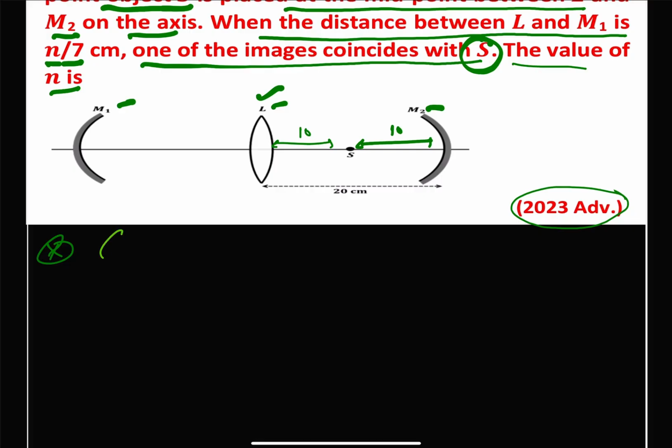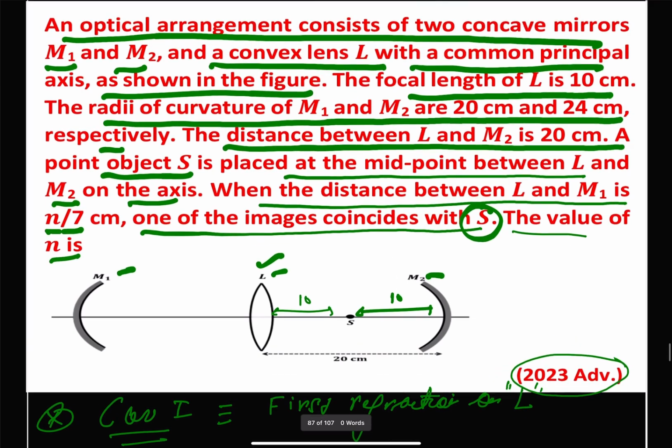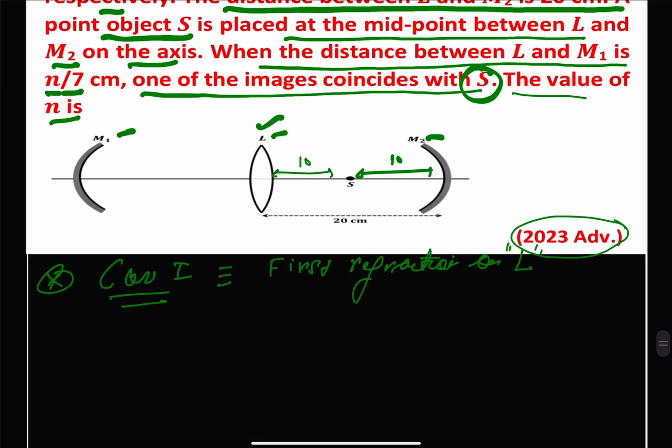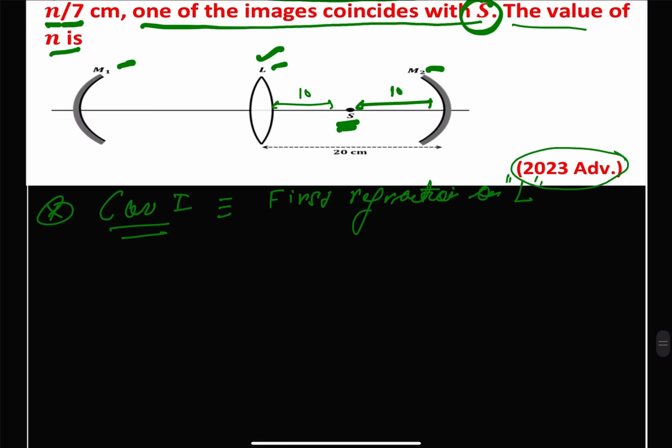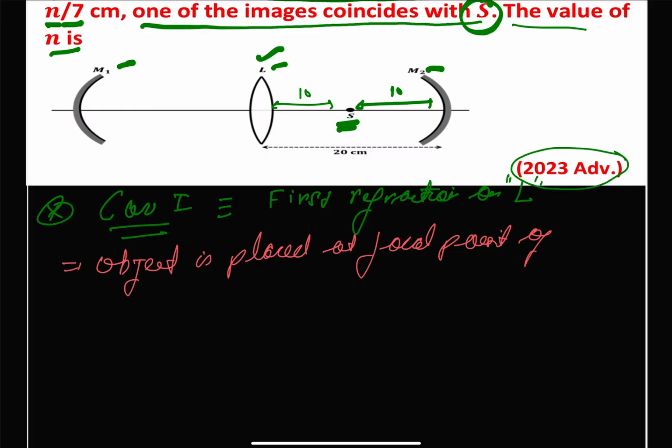So we call it case 1, and this is refraction on lens. We can say our first refraction on lens L, and it is said that the focal length of L is given as 10 cm. So indirectly this object is placed at the focal length of the lens L. So you can say that the object is placed at the focal point of L. So it means after refraction the ray will be moving parallel to the principal axis.